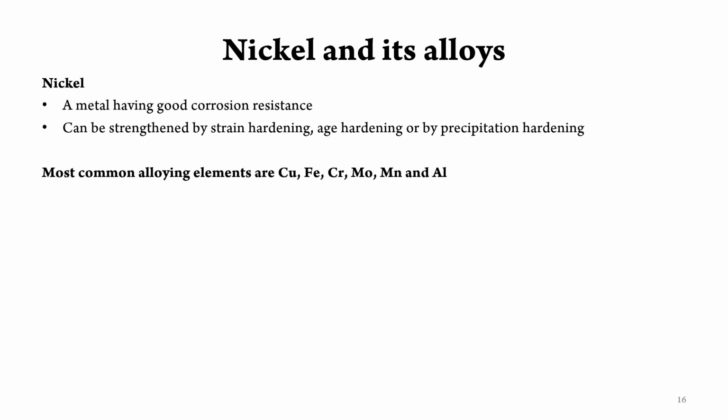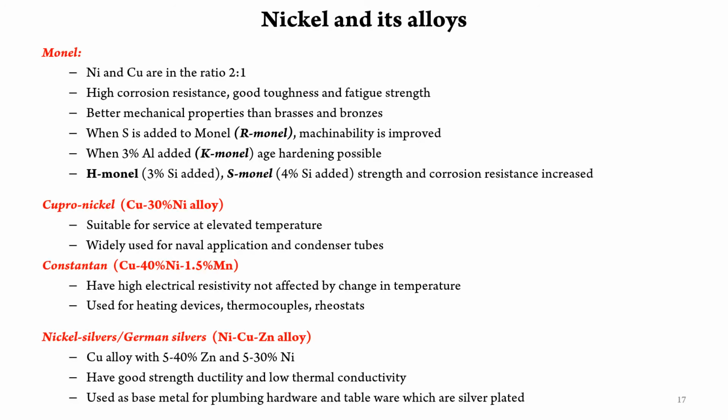Next we have nickel and its alloys. Nickel is a metal that has good corrosion resistance. It can be strengthened by strain hardening, age hardening or by precipitation hardening. The common alloying elements added to nickel are copper, iron, chromium, molybdenum, manganese and aluminum. Now we'll find out what the nickel alloys are.